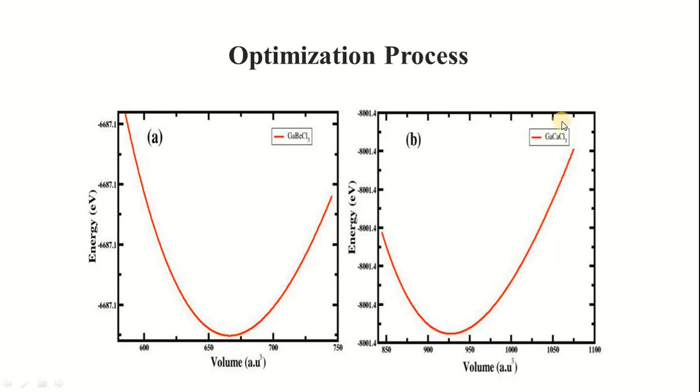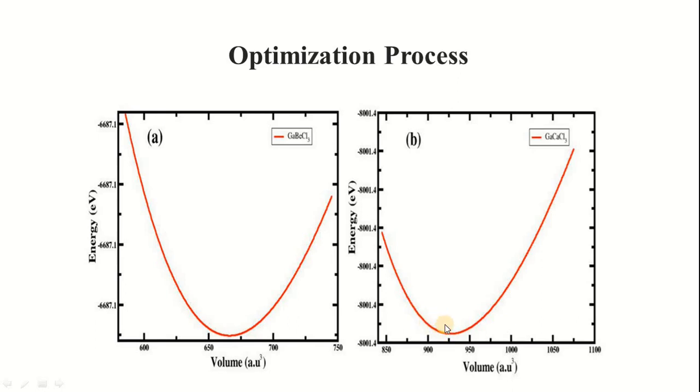666.26. Similarly, for gallium calcium trichloride, we will get the minimum unit cell energy versus volume by minimizing the total unit cell energy versus volume. So the unit cell minimum energy at this location will be observed, which is minus 8001.43. Similarly, the minimum volume corresponding to this ground state energy will be observed at this location, and its value is 927.28. This is all about the ground state energy and ground state volume.